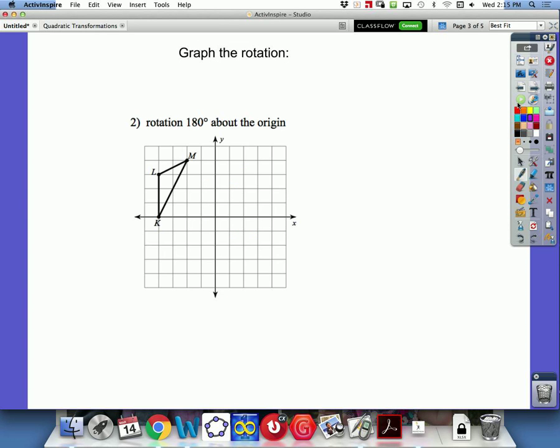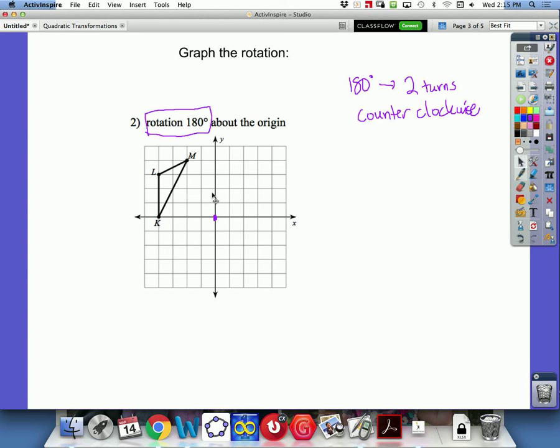So let's try one more. This time it says rotate it 180 degrees. So 180 degrees is 2 turns. And about the origin just means we're still turning the whole grid. So remember I told you if they don't give you a direction, that means we need to go counterclockwise. And it's important for you to recognize, is it going counterclockwise or is it going clockwise?